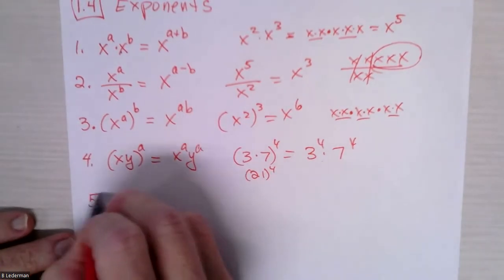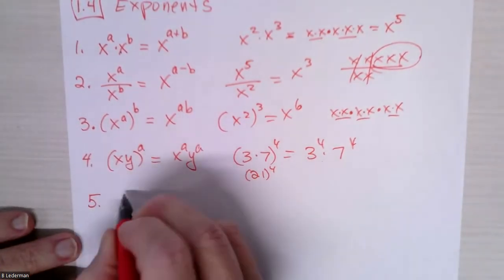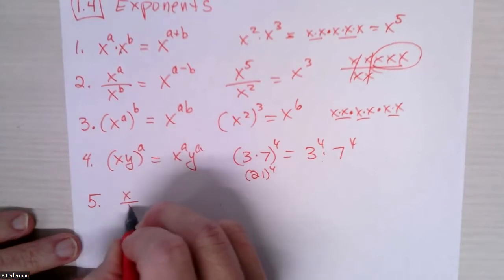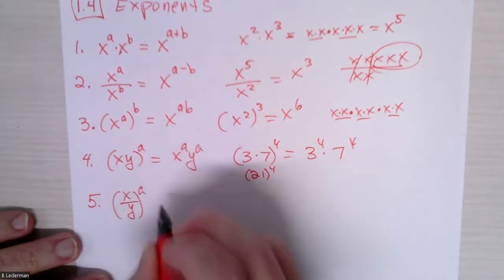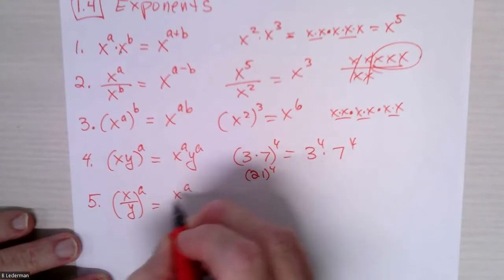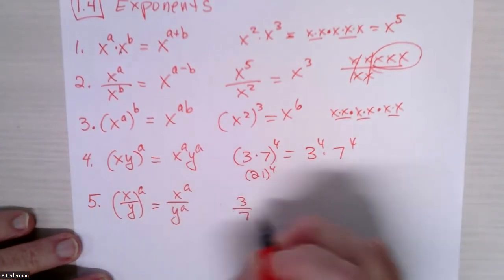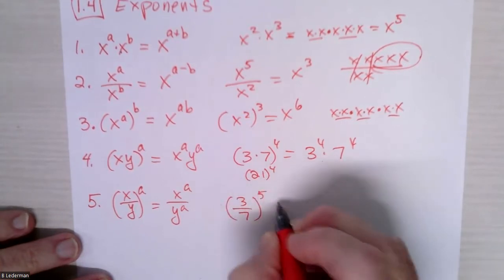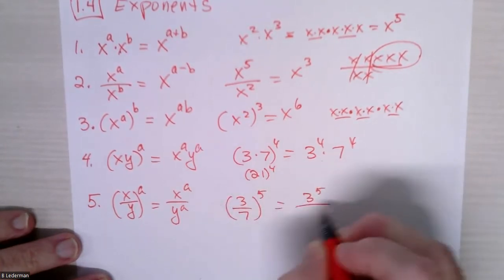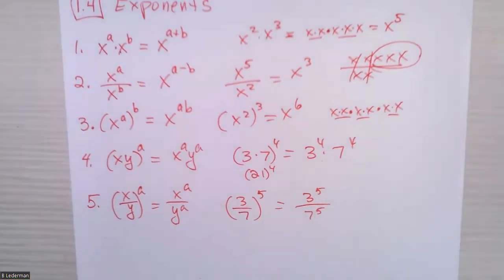And our next rule is that, similar to number 4, x over y to the a power is equal to x to the a over y to the a. So 3 over 7 to the fifth power is equal to 3 to the fifth power over 7 to the fifth power. Those are my rules.